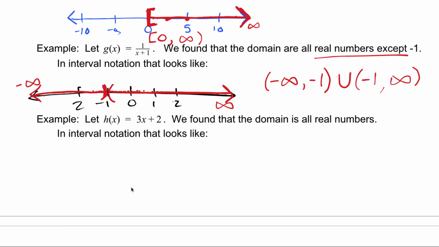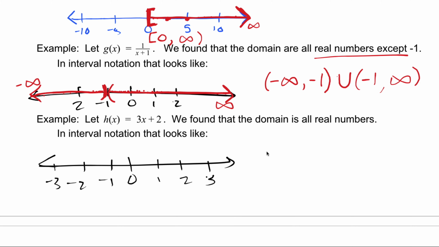Okay, for our final example, h of x equals 3x plus 2, we found that the domain is all real numbers. So if we were to make a number line, and everything is valid, the whole number line is shaded. Well, that would be the interval negative infinity to positive infinity. So instead of writing out all real numbers, this is shorthand for that everything works from negative infinity up to positive infinity.